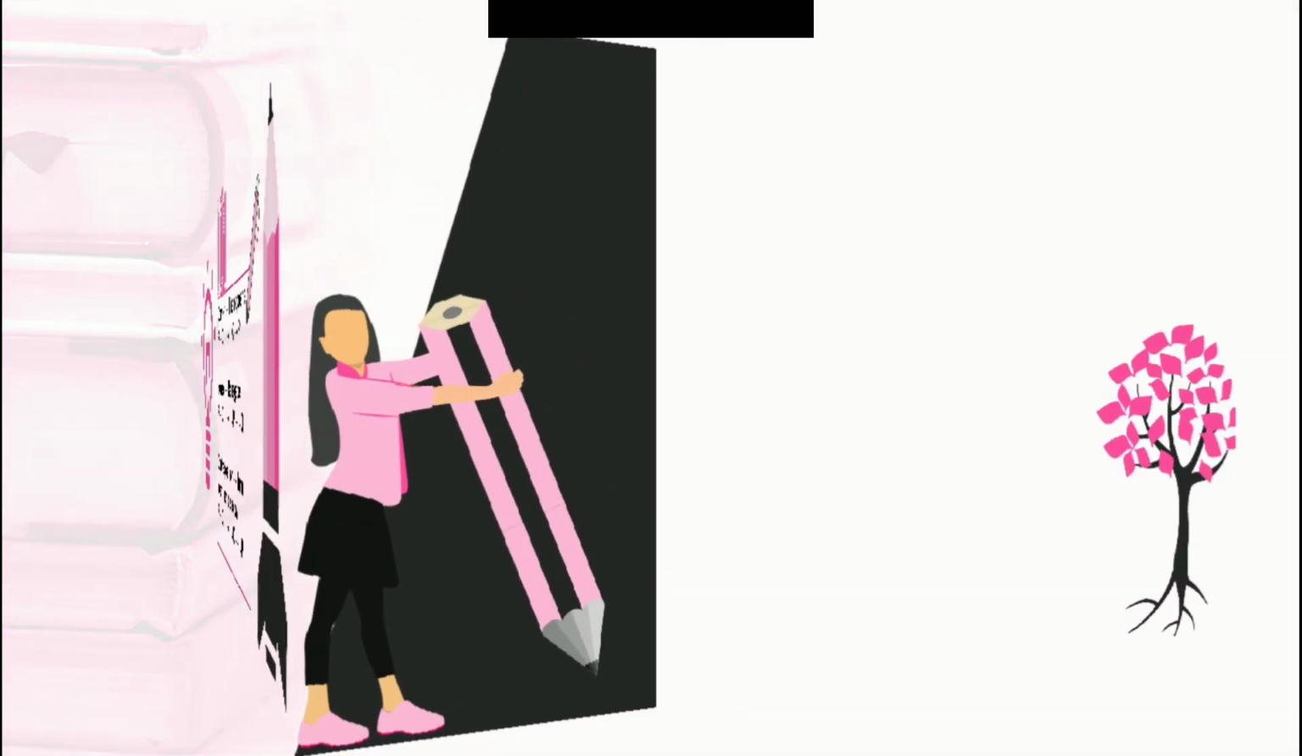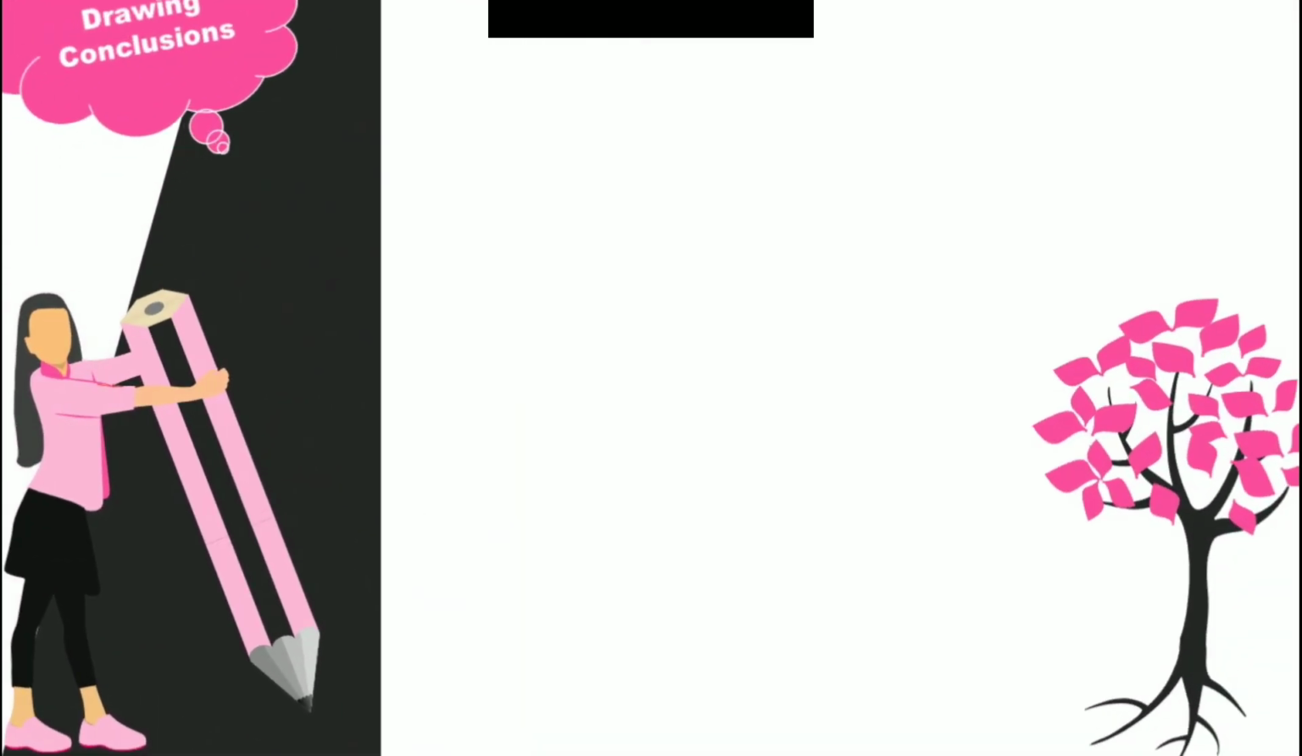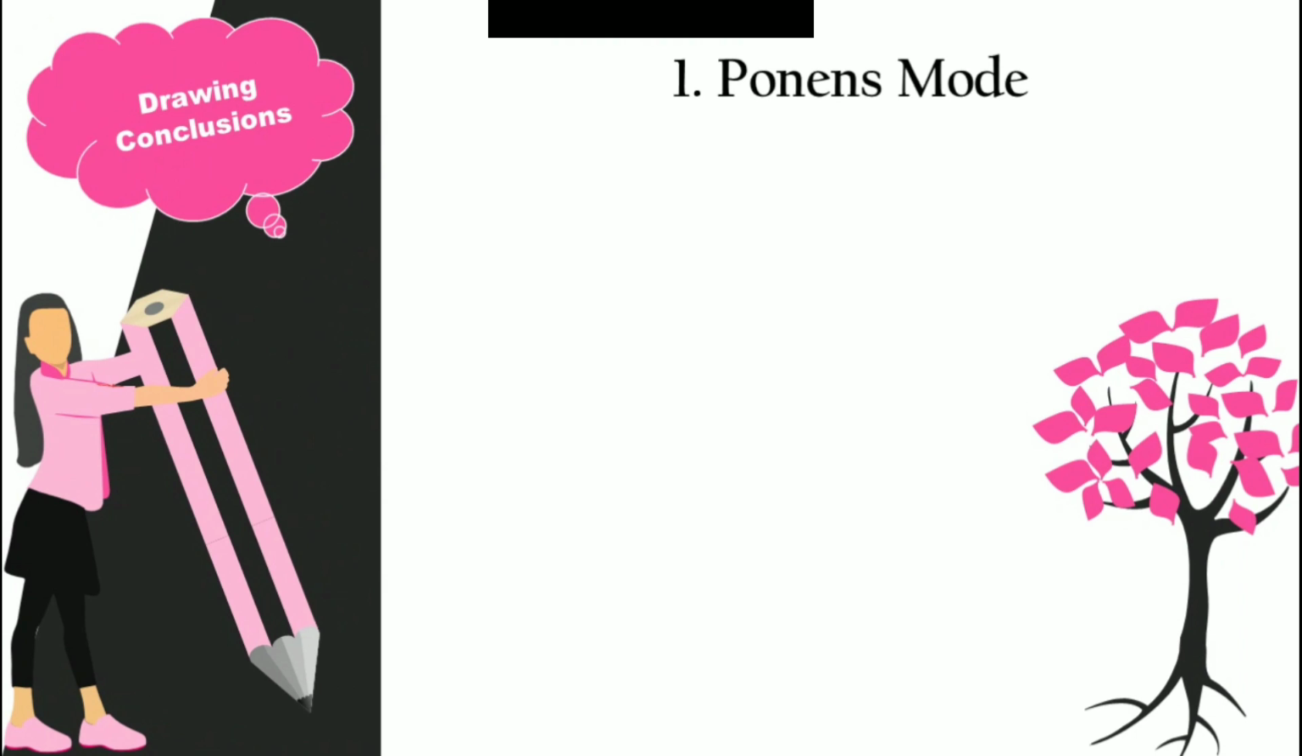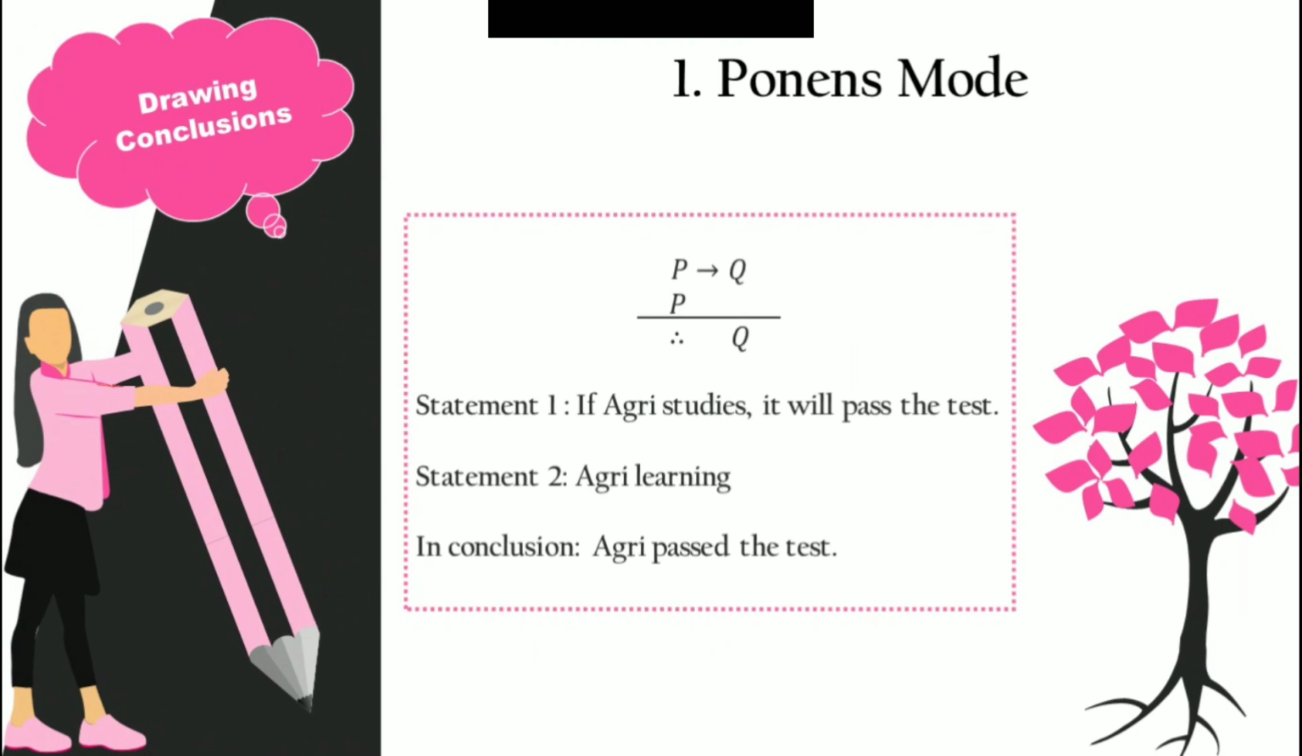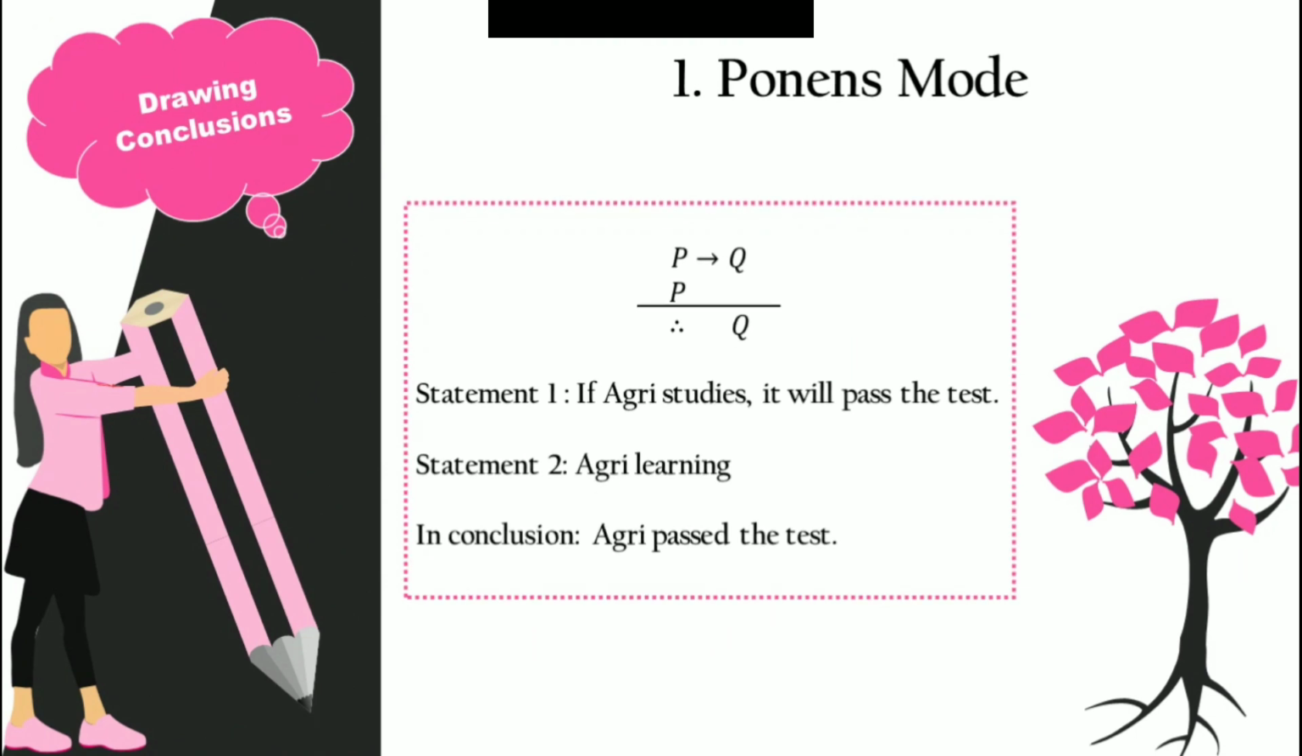The next material is drawing conclusions. In drawing conclusions, what we will discuss first is modus ponens. If P then Q, P, then the conclusion is Q. Example: first statement, if Agri learns, she will pass the test. The second statement, Agri learns. If P then Q, this is P, then in conclusion, Agri passes the test.